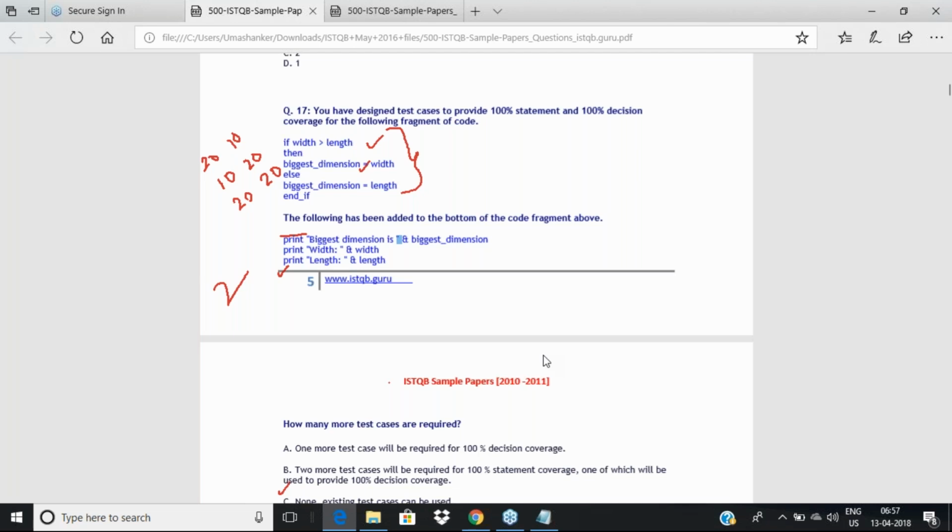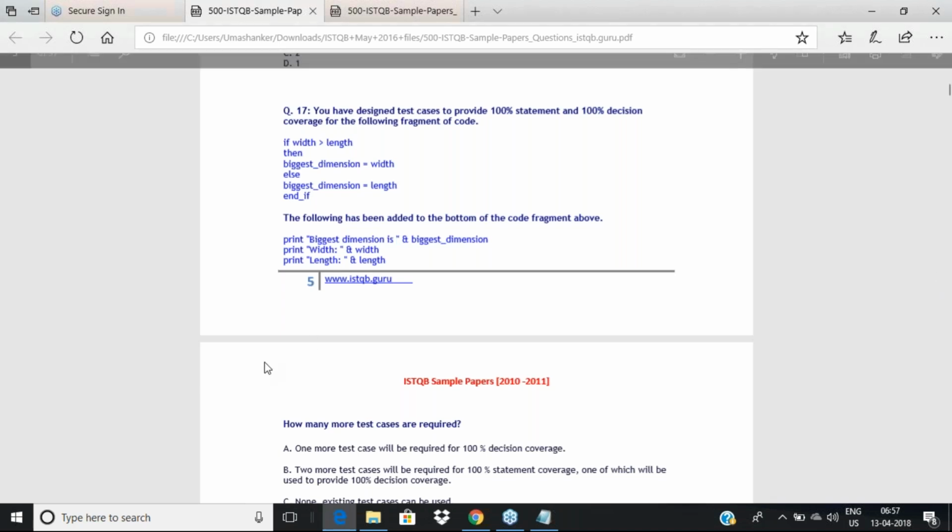Is everybody clear? Not clear. Okay. Next, what is the next question? Even the question about the least number of inputs is also clear. 2 should be fine. 18.